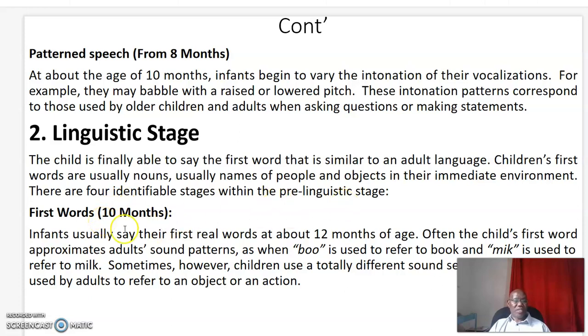Within the linguistic stage, that is, the first words, 10 months. Infants usually say their first real words at the age of 12 months. Often, the child's first word approximates adult sound patterns, as when book is used to refer to a book and milk is used to refer to milk. Sometimes, however, children use a totally different sound sequence than the one used by adults to refer to an object or an action.